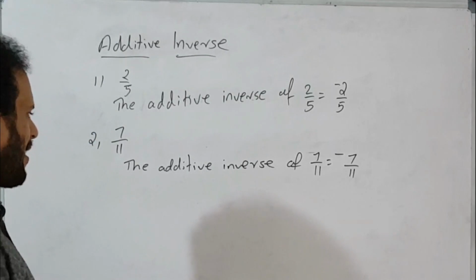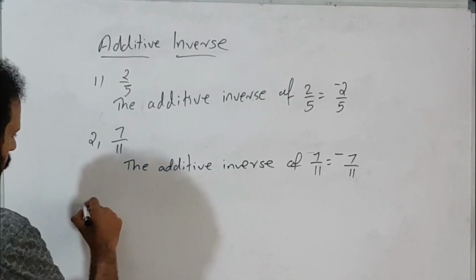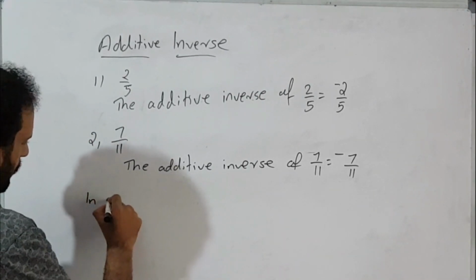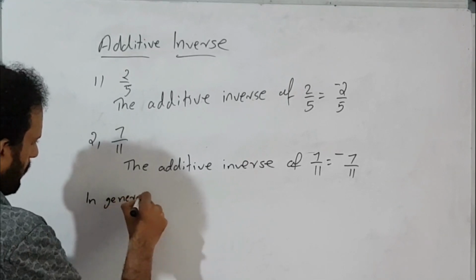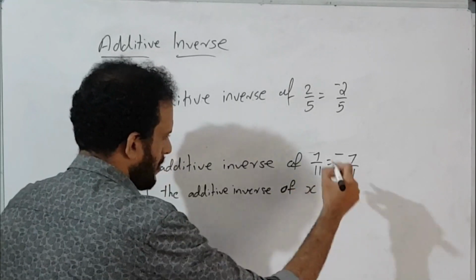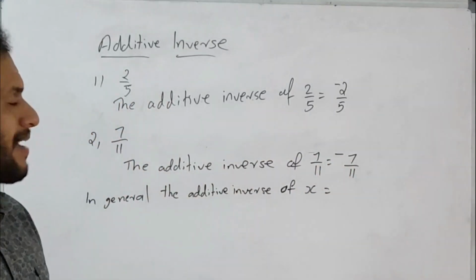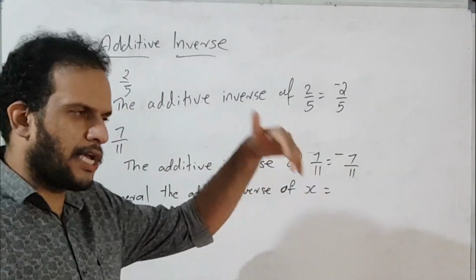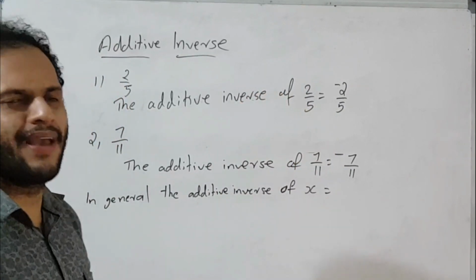So we generalize this idea. Therefore, in general, the additive inverse of x: how do you write the additive inverse of x? We just put a minus in front of x, correct?